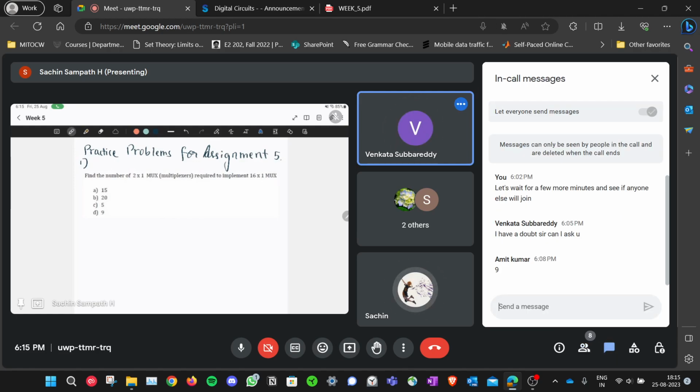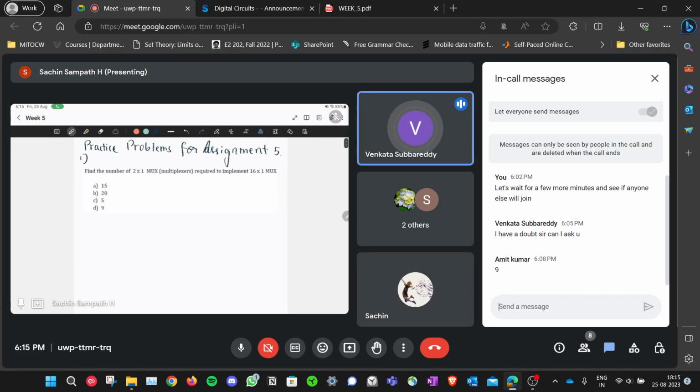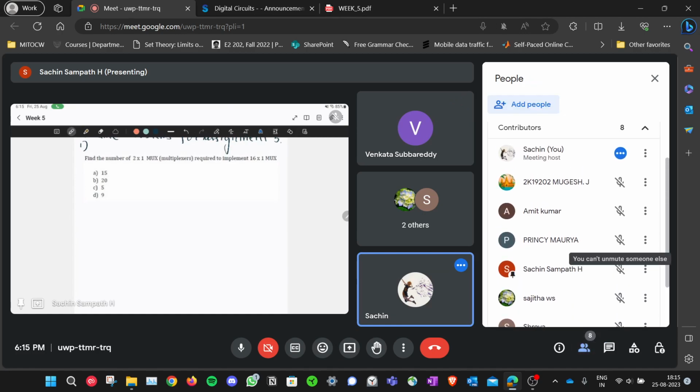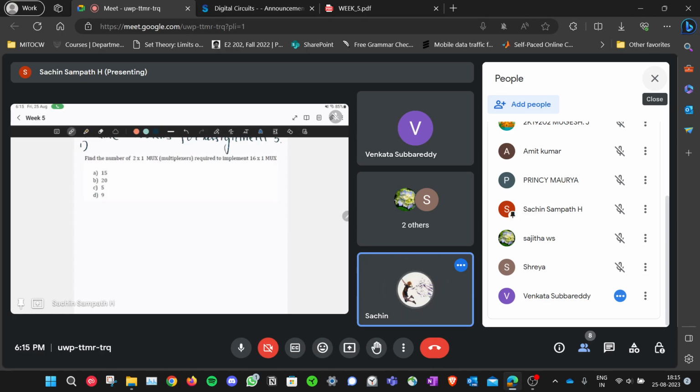First question: find the number of 2:1 mux required to implement a 16:1 mux. Amit Kumar has said the answer is 9. You're saying 15, but Amit Kumar said 9, so he must have some idea, right? Let him tell. Amit Kumar, you can unmute yourself. If you have some idea, you can tell.